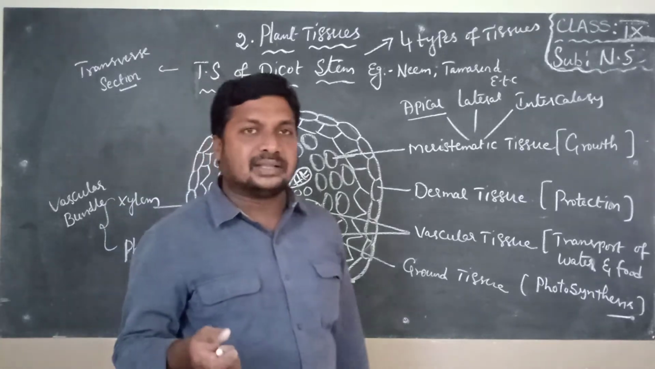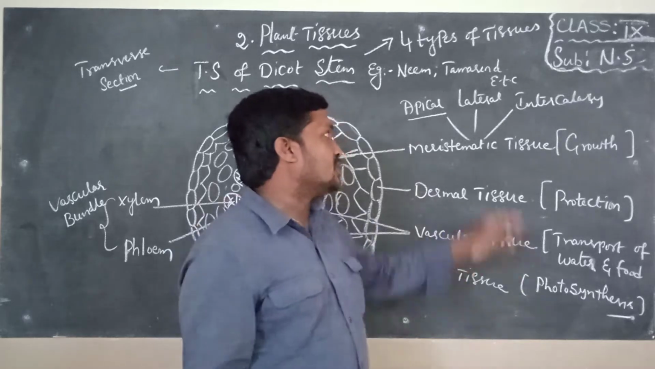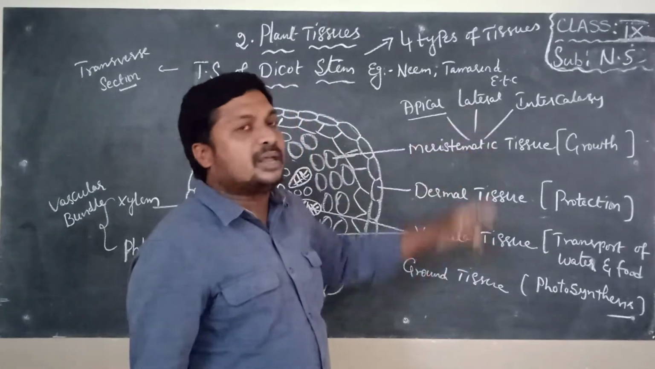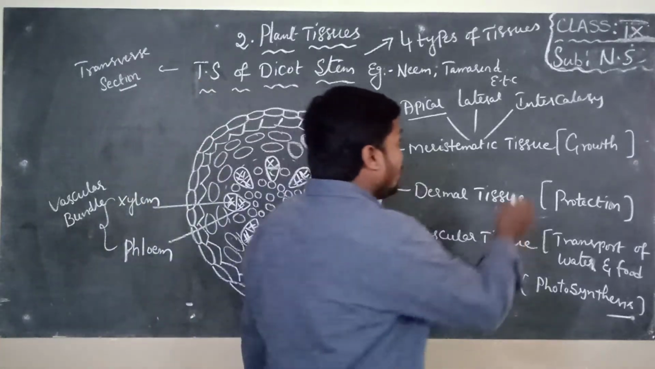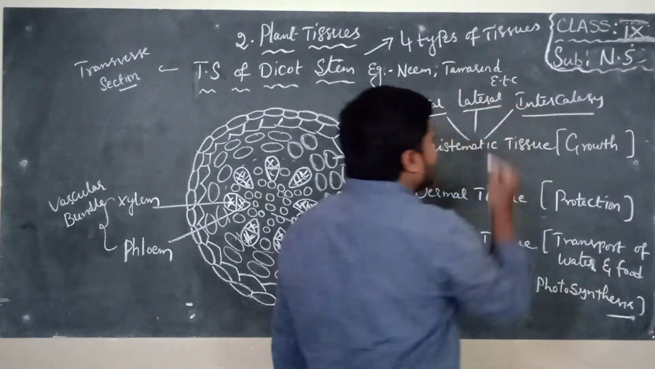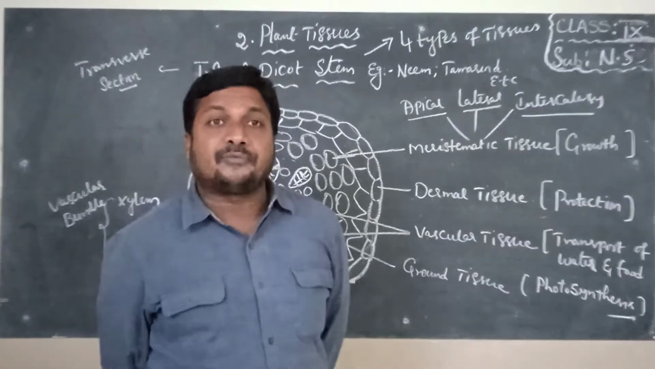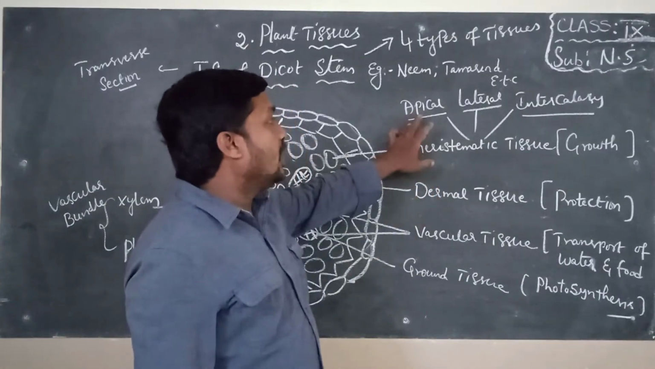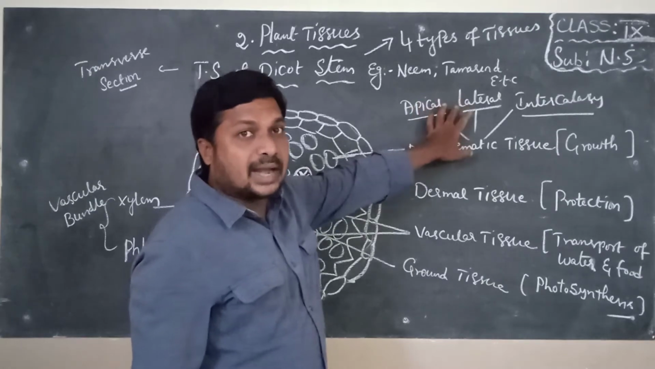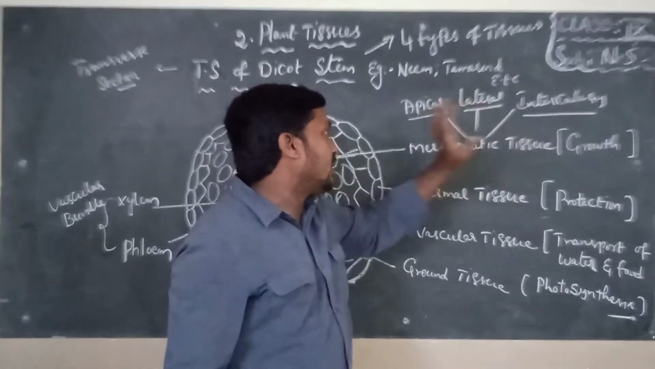What is the reason behind this? This helps to produce lateral branches. This lateral meristematic tissue helps to increase the width of the plant, the breadth of the plant. Intercalary meristematic tissue helps to produce fruits and flower stalks. So this is about meristematic tissue: apical meristematic tissue, lateral meristematic tissue, intercalary meristematic tissue.